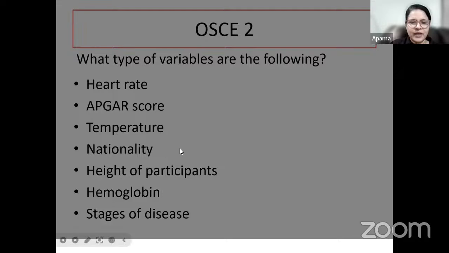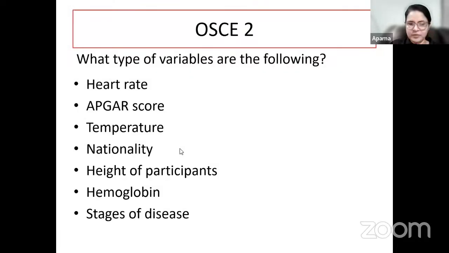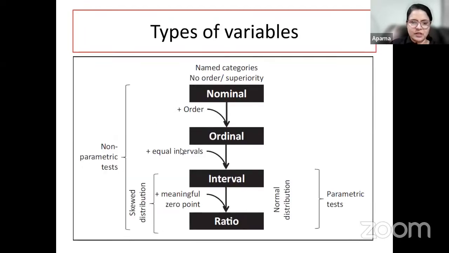Then we have some more examples. Apgar scores. Then we have temperature. Let's take another example. The nationality of the patient, height of the patient, hemoglobin, and stages of disease. So let's not confuse ourselves. I'll give some explanation and then we will revisit this example.